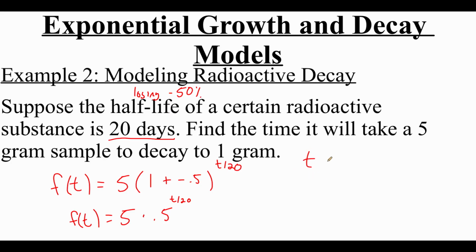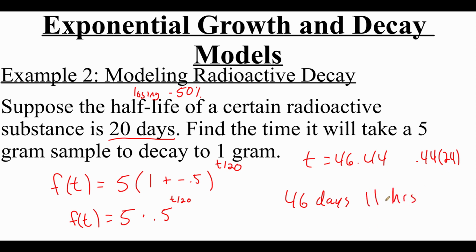So with that t value of 46.44, our t represents our days. So this is going to be 46 days. And if we want to take that 0.44 and convert it into hours, well, there's 24 hours in a day. So if we take 0.44 times 24, we get about 11 hours. So after 46 days and 11 hours, this 5 gram sample will have decayed to a 1 gram sample.